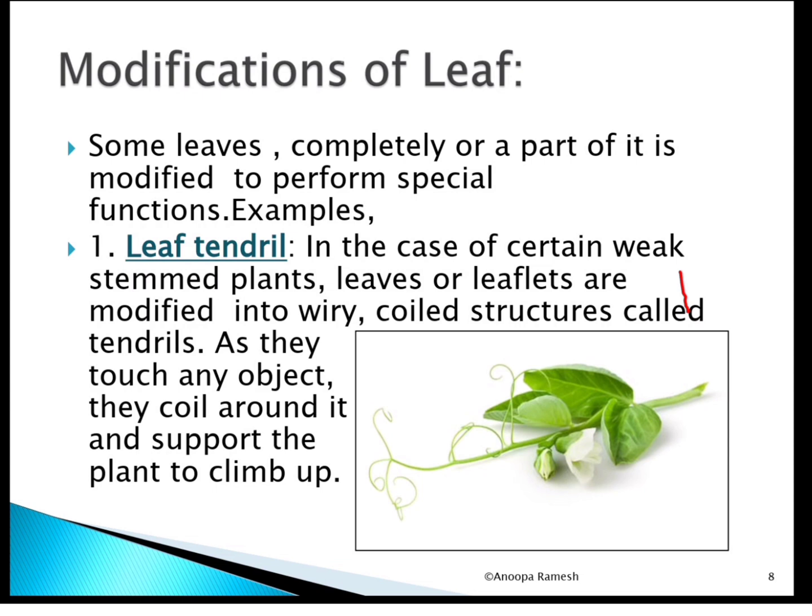For a plant which has a very weak stem, the leaves or leaflets are modified into wiry coiled structures, and they are known as tendrils. So what happens here is, when this plant touches any object, these tendrils coil around it, and the tendrils support the plant to climb up. You can see an example of tendril in the picture given here.